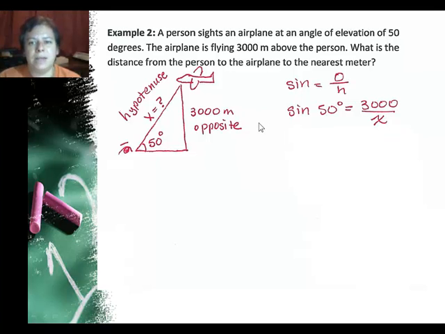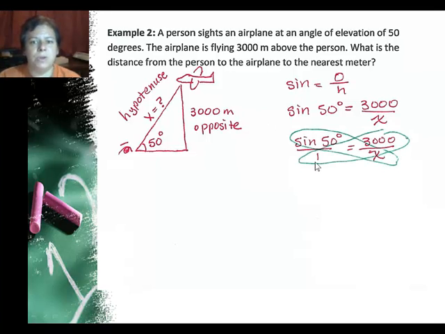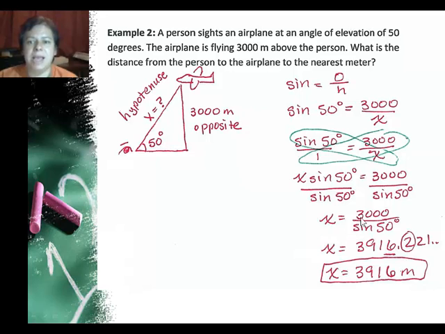Now I want to solve for X, and I can set it up so I can cross multiply it. I just go ahead and put a 1 under sine. And so I get X times sine of 50 is 3,000. I can divide both sides by sine of 50, and I get X is 3,000 over sine of 50. When I substitute that into my calculator, I get 3,916 and then a bunch of numbers. Well, I want this to the nearest meter, which is the ones place. So I circle the tenths place. That's a 2, so I stay where it is. And it's 3,916 meters.